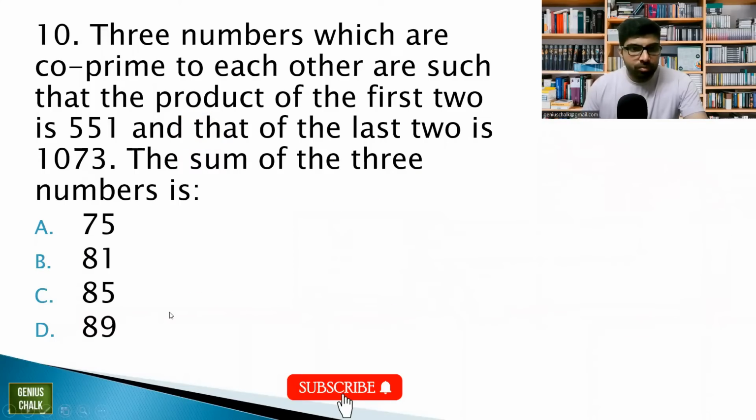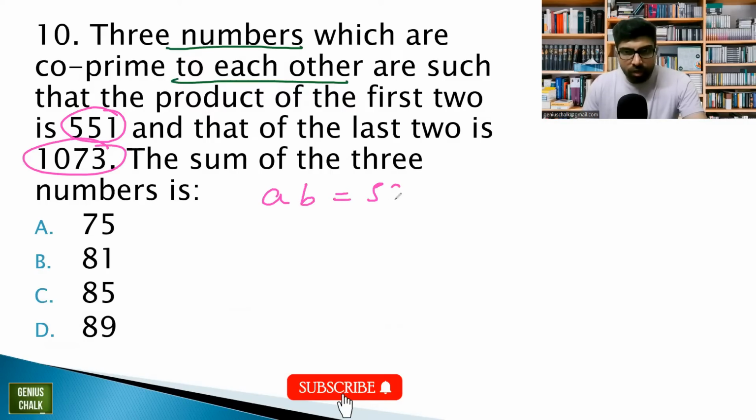Next, the same type. Three numbers are co-prime to each other. The product of the first two is given and the product of the last two is given. We have to find the sum. So A into B is 551. Just find out by which number they can cancel. 13, 13 fours are 52, 3 1, they will not cancel. 17, 51, 4 1, no, they will not cancel. After that, 17, no. 13, no. What number can they cancel with?